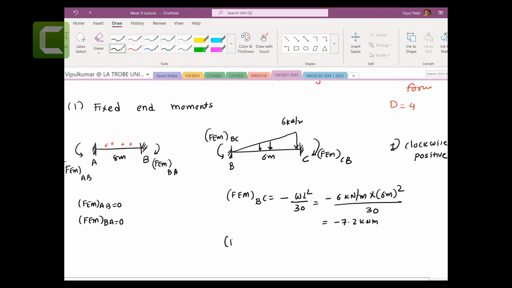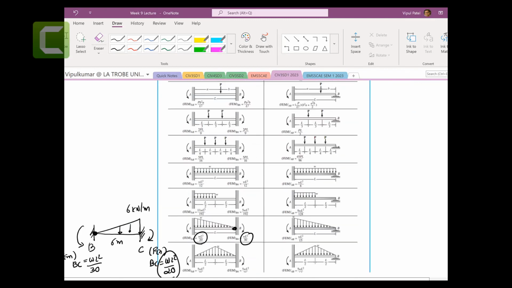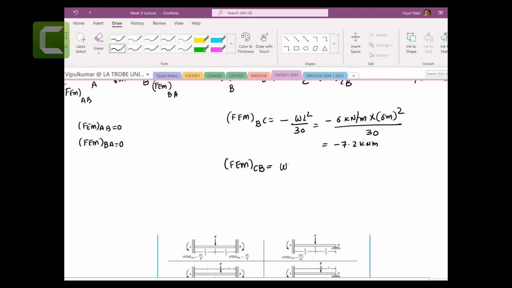I hope it is understood. Fixed end moment of CB, and that is a clockwise moment, so positive, and the CB has an equation of WL squared on 20. 6 kilonewton per meter times 6 meters squared over 20, you get 10.8 kilonewton meters. So step number 1, fixed end moment.